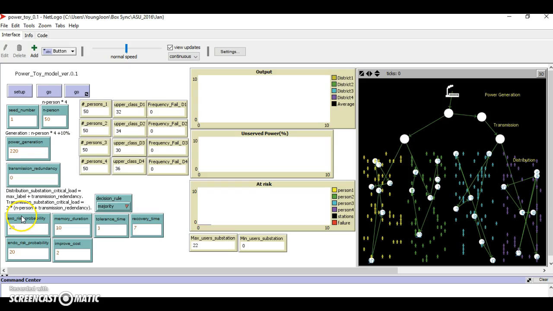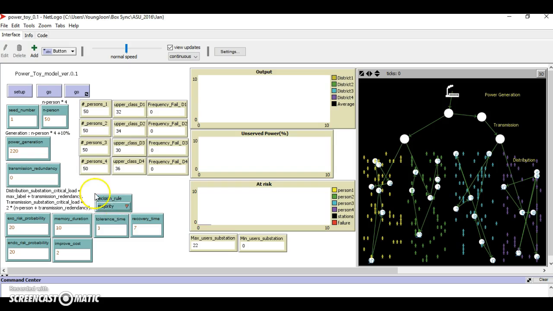And in this model, we just have exogenous risk. We don't have endogenous risk in this version. Maybe this will be added into the next version. This is the probability for exogenous risk. This is memory duration. It means every economic agent has memories of past economic outputs. In this case, the users remember 10 past economic outputs.